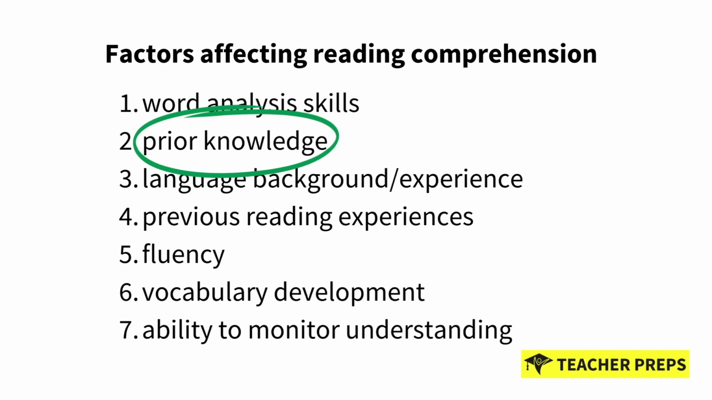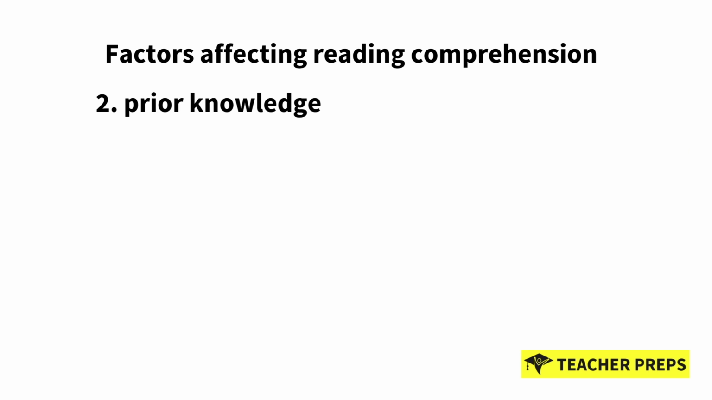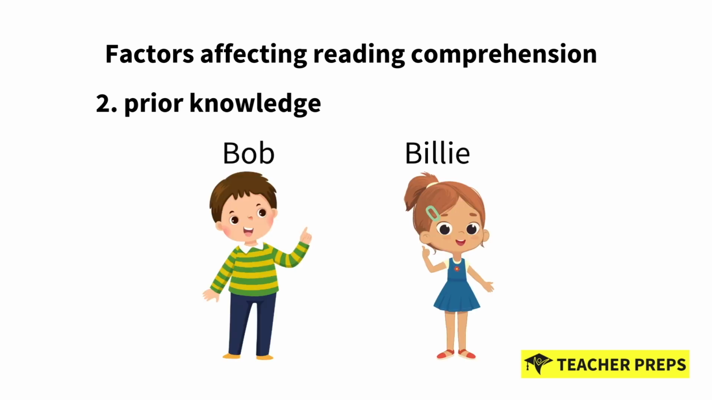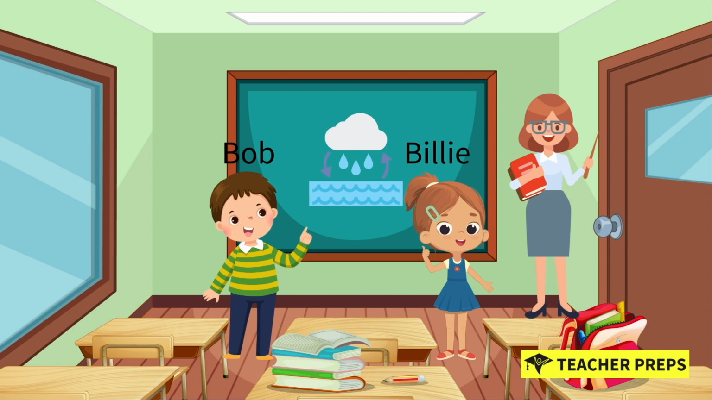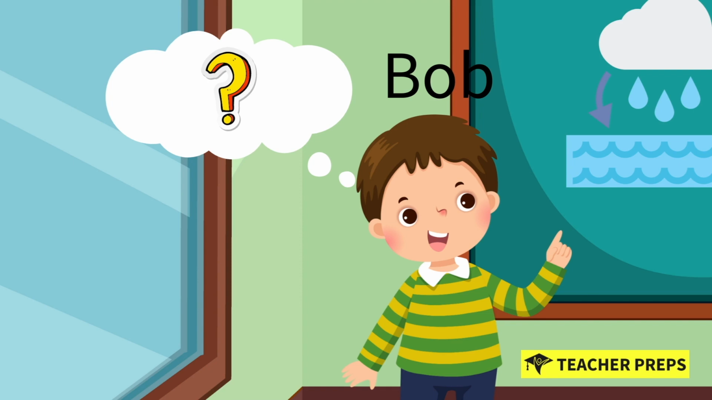All right, so on to number 2, prior knowledge. Let's start with a little background information. Students draw from their pre-existing knowledge when reading a text, allowing them to make connections, predictions, and inferences. Let's learn and realize this through an example. There are 2 students in a classroom, Bob and Billy. Today's science lesson is all about the water cycle. Billy happened to pick up and read a book at the library that had a chapter about the water cycle in it. Bob has never heard these 2 words put together before. See how prior knowledge will affect the comprehension of our students?